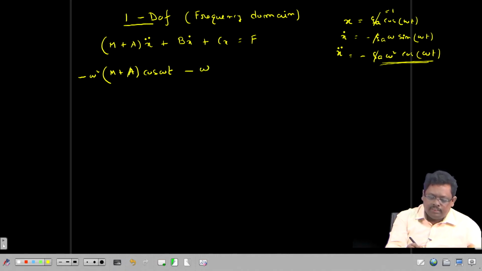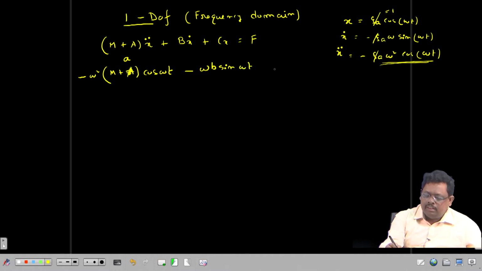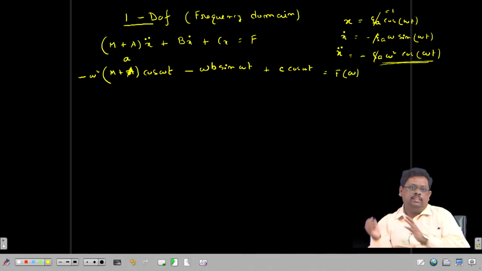Now, here I must use the small a. So, I just cut this, and instead of writing capital A, I write the small a, because I am using the frequency domain. Instead of capital B also, let me use the small b over here, and then it is sin omega t. And instead of capital C I am using small c into cos omega t, and here I can write f of omega just to say that it is in the frequency domain.